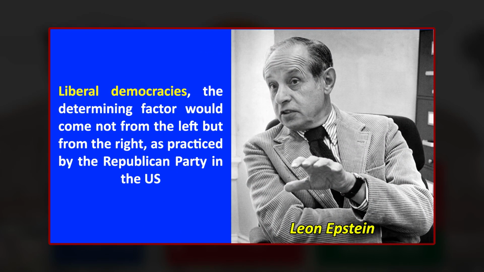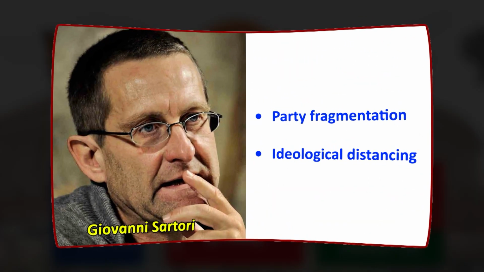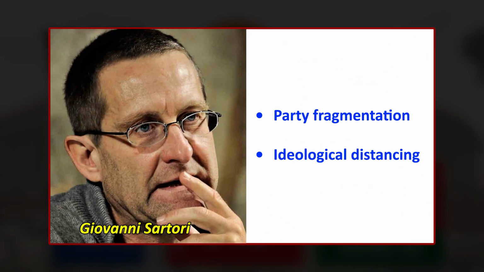Epstein concluded that in liberal democracies, the determining factor would come not from the left but from the right, as practiced by the Republican Party in the US. Epstein ignored the difference in the political evolution of Europe and the US, a fact cogently dissected by Duverger. Sartori's classification was based on the two assumptions of party fragmentation and ideological distancing.